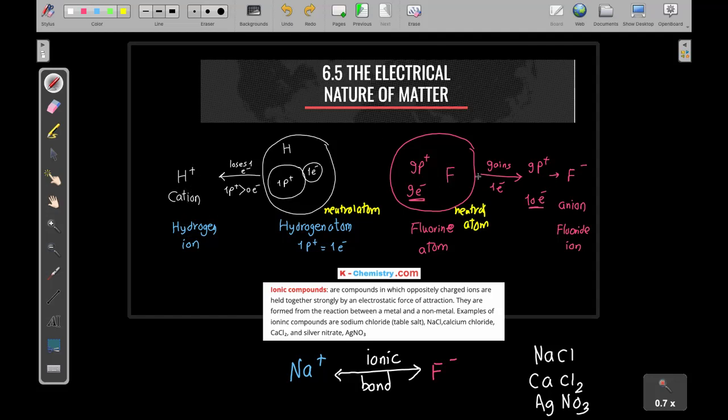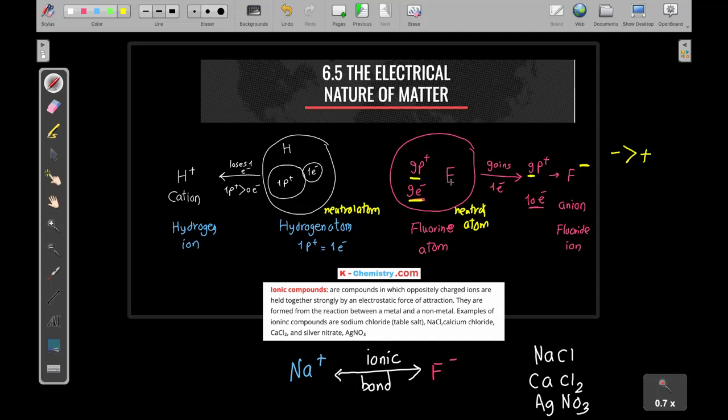While the fluorine, if it gains an electron, the number of protons does not change. It's still 9 here and 9 here, but the electrons changed. Instead of 9, it became 10. So 10 electrons and 9 protons. The negative is more than the positive by 1. So it's F minus 1. It's called an anion or a fluoride ion.